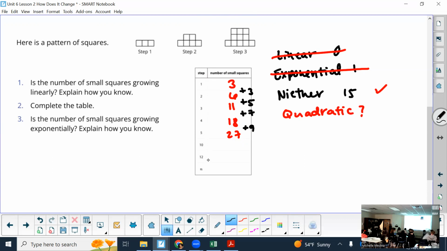Okay, so let's see. What do quadratics have to have? They have to have at a bare minimum an x squared. So if I do 1 squared, what's 1 squared? And how can I go from 1 to a 3? And that's what's going on in this pattern, isn't it? Between these numbers. Let's see if it continues. 2 squared, what's that? And it's 4 plus 2, what it says in the table?